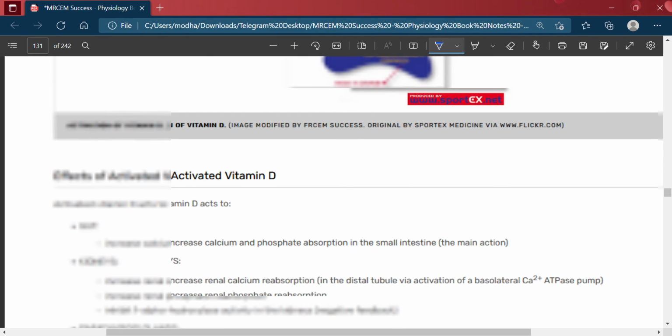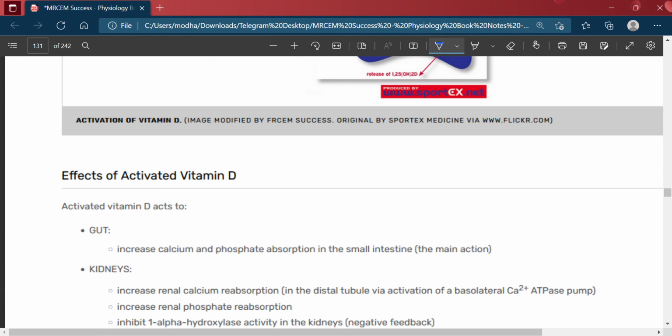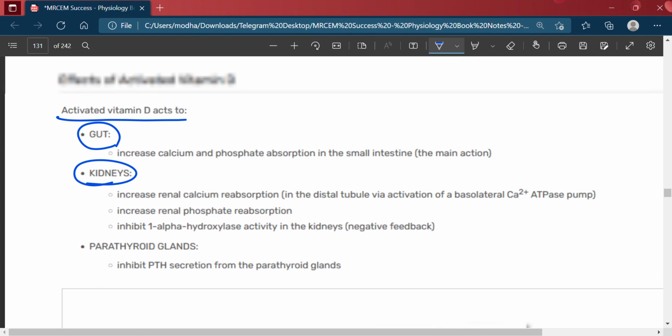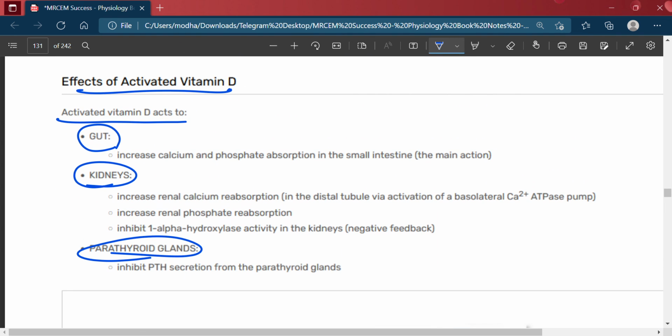Now, what is the effect of the activated vitamin D? Activated vitamin D acts on the gut, kidney, and the parathyroid gland. In the gut, it causes increased calcium and phosphate absorption in the small intestine. In the kidney, it also increases renal calcium reabsorption, increases phosphate reabsorption, and inhibits 1 alpha hydroxylase activity in the kidney.